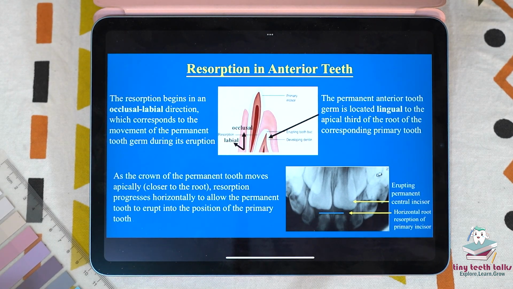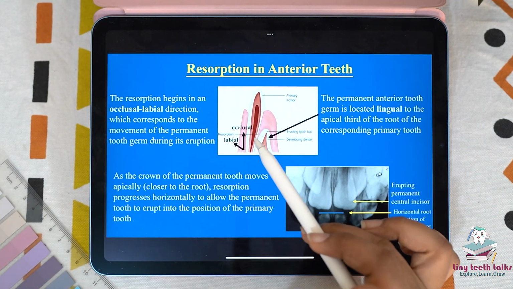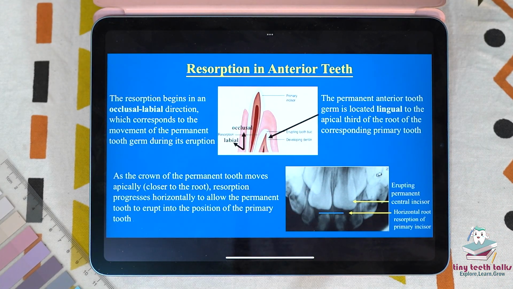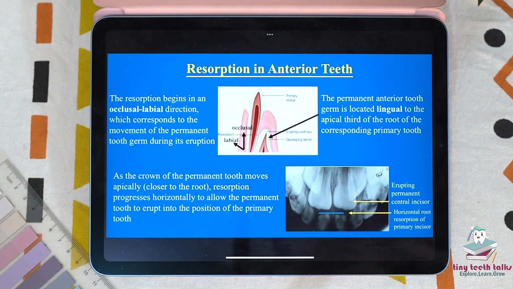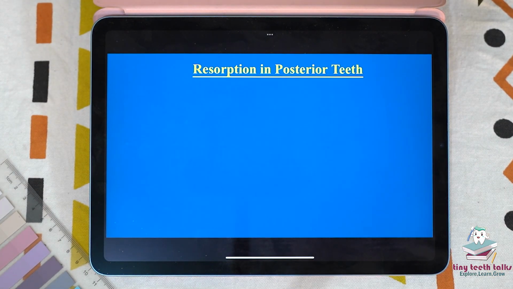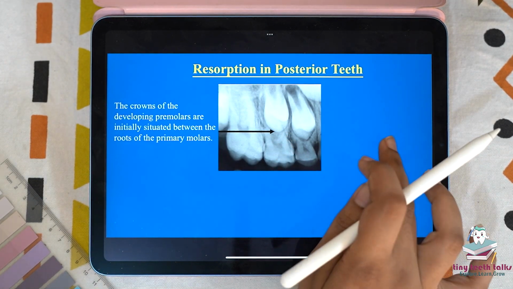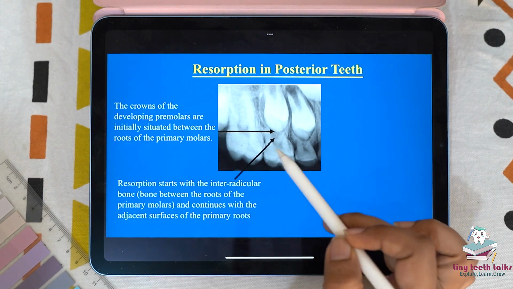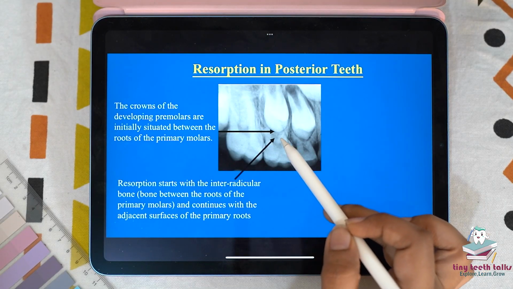So the permanent anterior tooth germ is located behind the primary tooth, resorption is in occlusolabial direction because the permanent tooth erupts in that direction, and as the crown comes closer there is a horizontal root resorption so that the permanent tooth can take its position. When we talk about posterior teeth, it includes only premolars because molars don't have predecessors. The crowns of the developing premolars are initially situated between the roots of the primary molars. Resorption starts with the interradicular bone, which is the bone between the roots of the primary molar, and continues with the adjacent surface of the root.